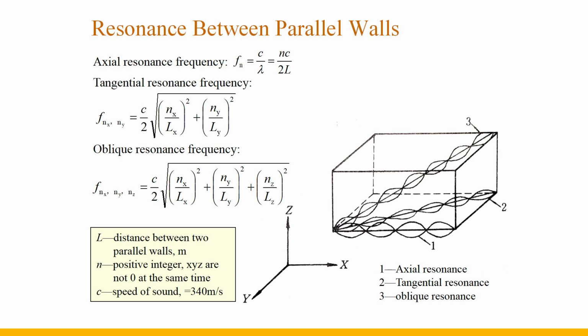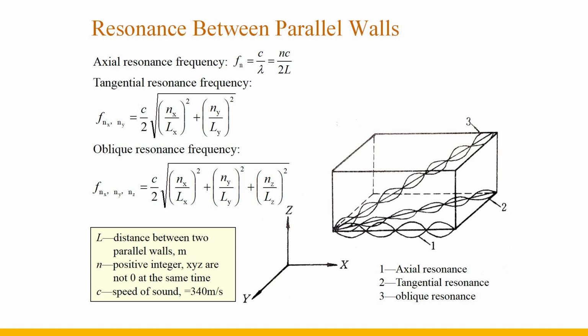Axial resonance occurs in a one-dimensional space between two parallel walls, and the resonance frequency depends on the distance between the walls and a series of positive integers. As can be seen from the formula for the axial resonance frequency, the larger the L, the lower the minimum resonance frequency. As long as the distance between three pairs of parallel walls in a rectangular room is an integral multiple of half wavelength, axial resonance in the corresponding direction will occur. Tangential resonance occurs in two-dimensional space. Oblique resonance occurs in three-dimensional space.